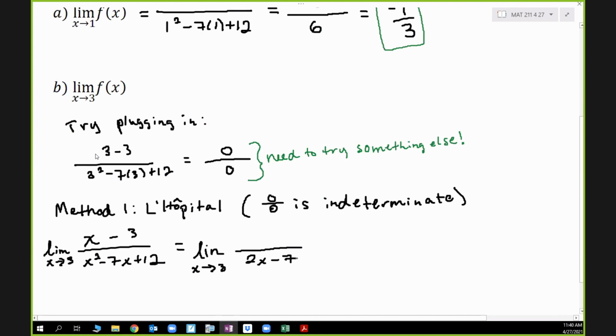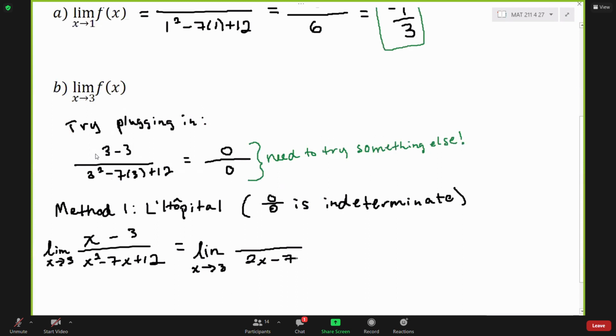And what happens to the top? Derivative of the top, exactly. So we would do the derivative of the top and bottom separately, which is not the same thing as doing the derivative of the function, because that would require a chain rule. So it's just derivative of the top and of the bottom for L'Hopital.